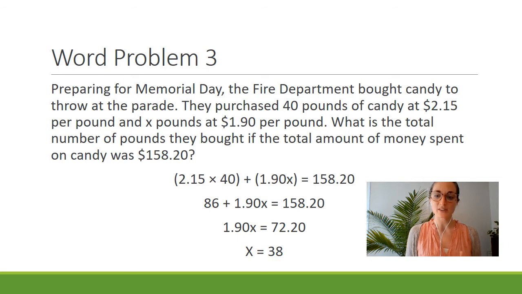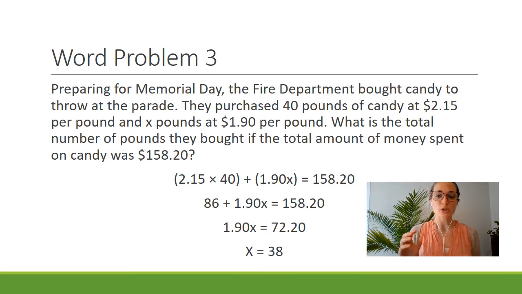Now that's not all the candy, so we also need to add in the candy that they bought X pounds of for $1.90 per pound. And again, we're going to multiply those two things together. Even though we don't know what X is yet, this is still going to help us solve the problem in the end. So we'll have $2.15 times 40 plus $1.90 times X. And all of that we know will equal the total money amount that was spent, which is $158.20.